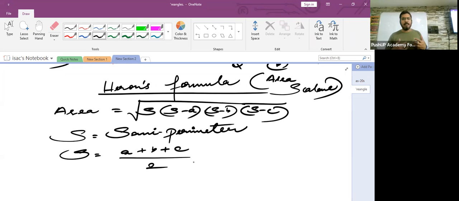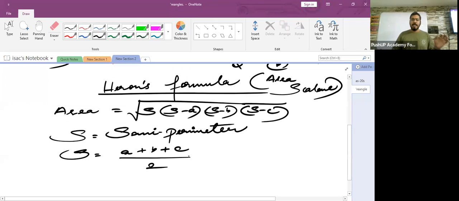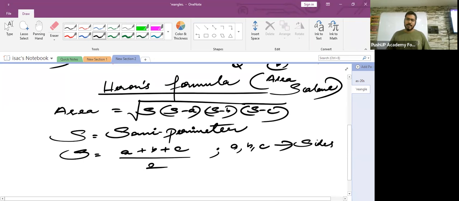How do you usually find the perimeter of a triangle? By taking the sum of all the three sides, isn't it? By taking the sum of all the three sides, you get the perimeter. So, perimeter is A plus B plus C. Now, semi-perimeter will be what? The half of the perimeter. How will you find the semi-perimeter in that case? A plus B plus C whole divided by 2. Okay, so this is semi-perimeter. And A, B, and C, you know. What are A, B, and C? They are the sides of the scalene triangle. Everyone has noted the formula.